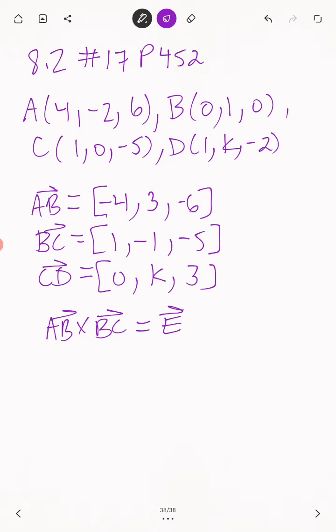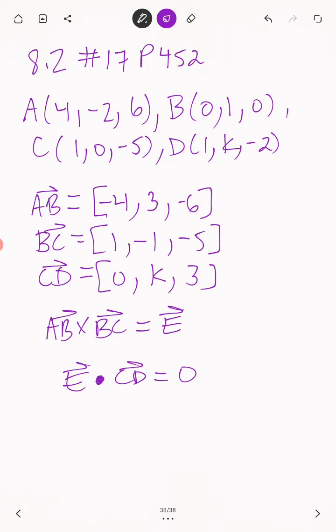If E is perpendicular to the plane, which we've just established, then the dot product of E with any other vector that's in the plane should be 0. Well, guess what else is in the plane? Vector CD. Right? So that means that the result of the cross product of AB and BC, which is E, is perpendicular to CD, which is in the plane, so when I do the dot product of those two, the result should be 0 because they're perpendicular.